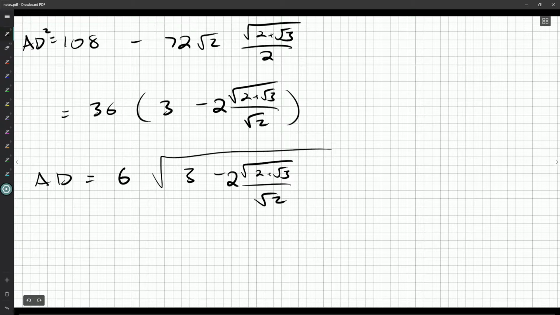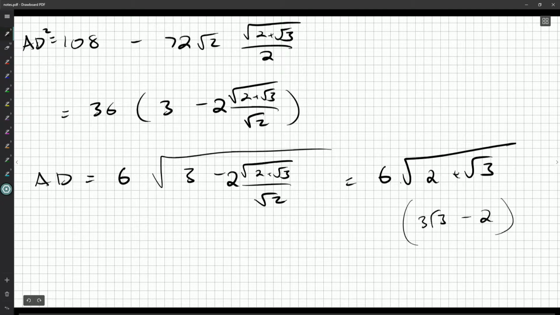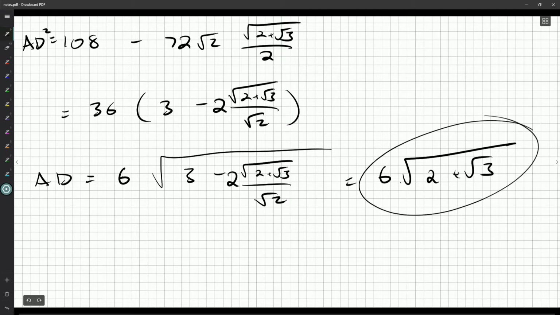Oh, yeah, so this should be a 2 here. I'm looking at if you subtract 3, we get 0.2679. Yeah, so it's the same thing. But what I'd really prefer is if this expression turned out to be 3 root 3 minus 2 or something like that. Unfortunately, I can't think of a way to do it. Now, this is a perfectly fine answer.